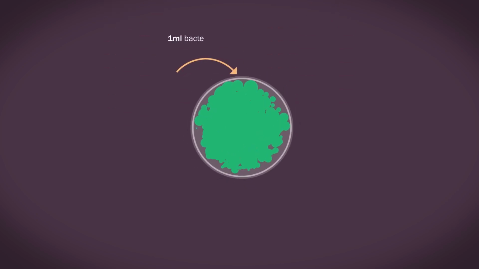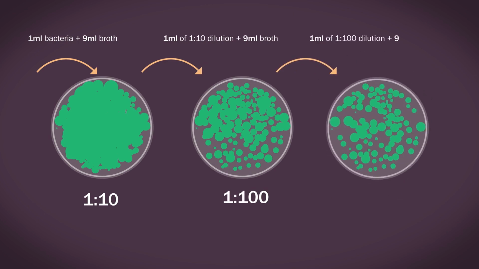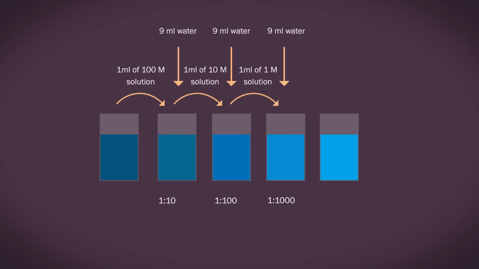So we take 1 mL of our bacterial colony and add it to 9 mL of broth. This gives us a 1 to 10 dilution. If we then take 1 mL of this 1 to 10 dilution and add it to another 9 mL of broth, we now have a 1 to 100 dilution. And if we take 1 mL more of this 1 to 100 dilution and add it to 9 mL more of broth, we now have a 1 to 1000 dilution.